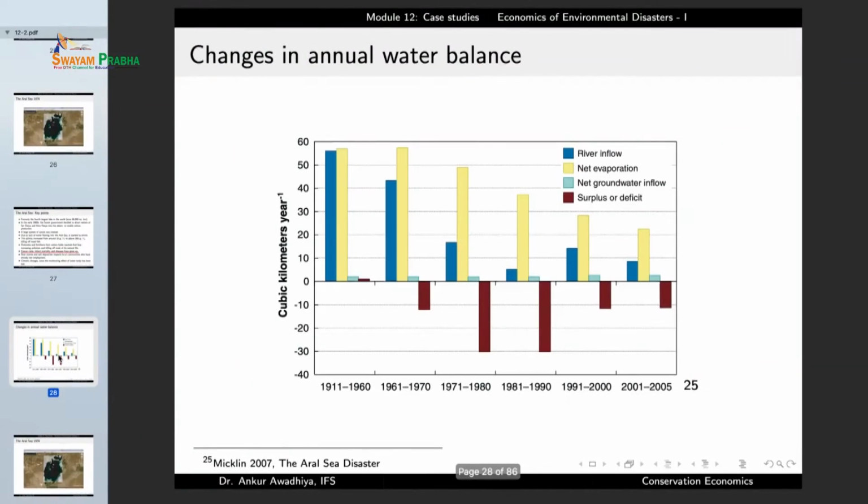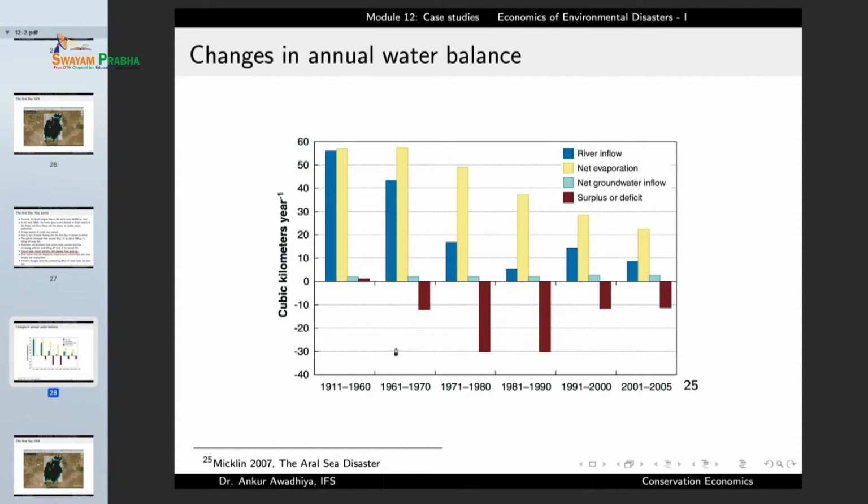So, if you look at the hydrology of this area, the annual water balance changed like this. 1911 to 1960, that is before the expansion of agriculture and before the diversion. The blue is showing us the river inflow, the yellow is showing us the net evaporation. So, roughly, the river inflow is equal to the net evaporation. The area is also getting certain water from the ground, and there is a small surplus that we observe. So, the surplus is very close to zero, so roughly the lake is being maintained at the same size.